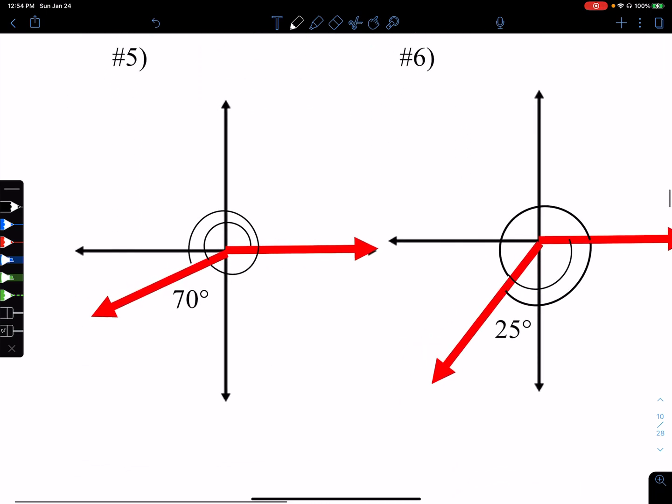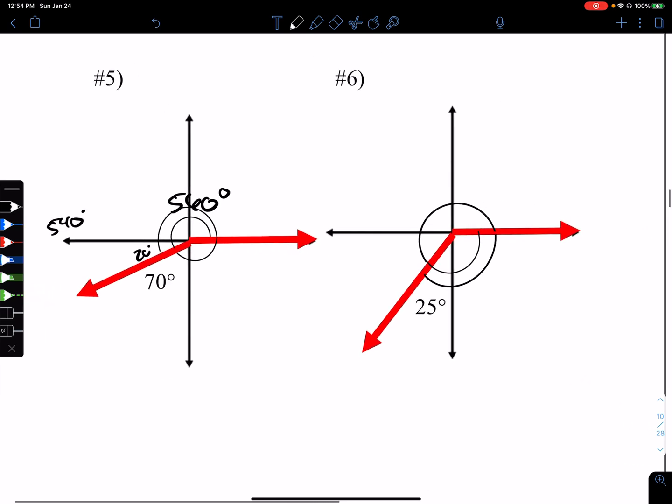Number 5, we made a complete revolution. It's 360 degrees plus 90 more, 450, plus 90 more is 540. So we're at 540 when we get to here. And then this is 90 degrees. We've used 70 of that. That means there's 20 degrees left. So 20 and 540, that makes this 560 degrees.